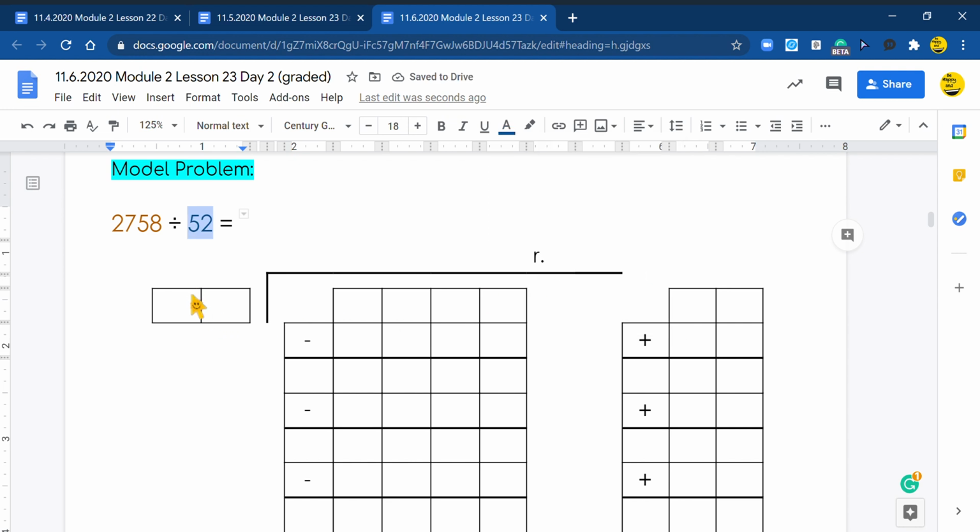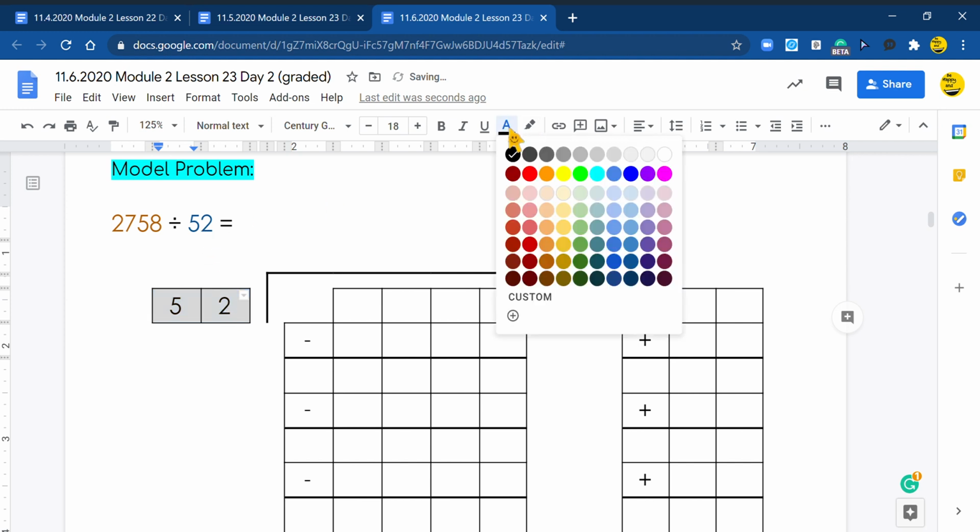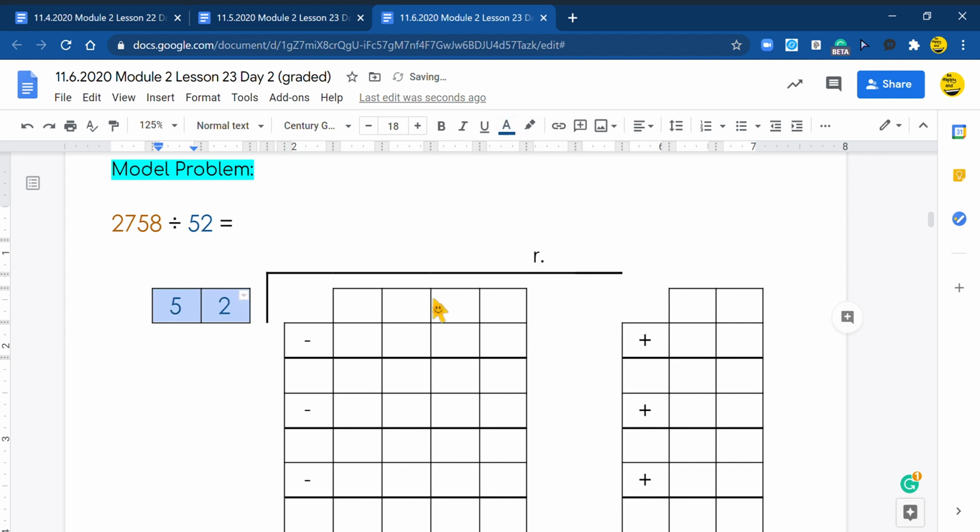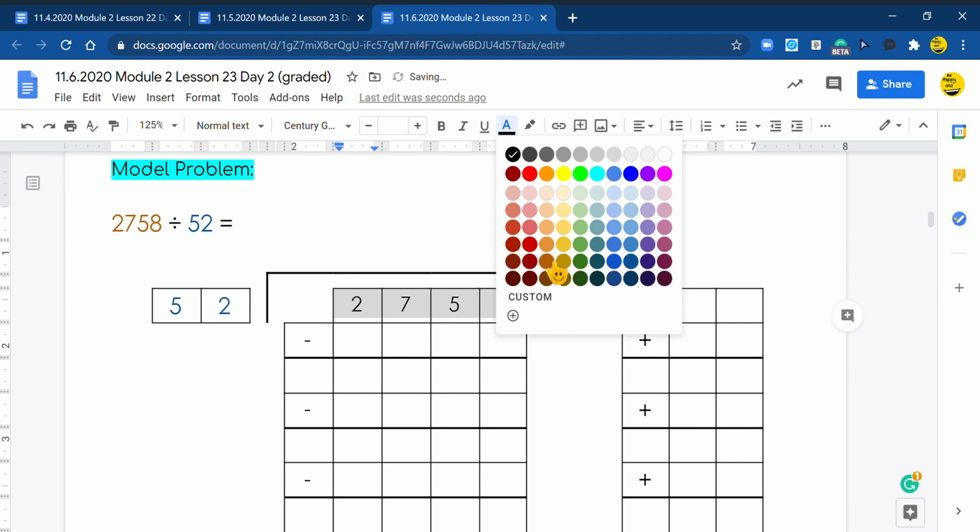So now we have to set the problem up. I need to make sure I put the divisor in the right area. So I'm going to put my 52, and please remember, I need to color it so that it matches. And then here, I'm going to put in my 2,758. I'm going to color it the orange that we chose right here.